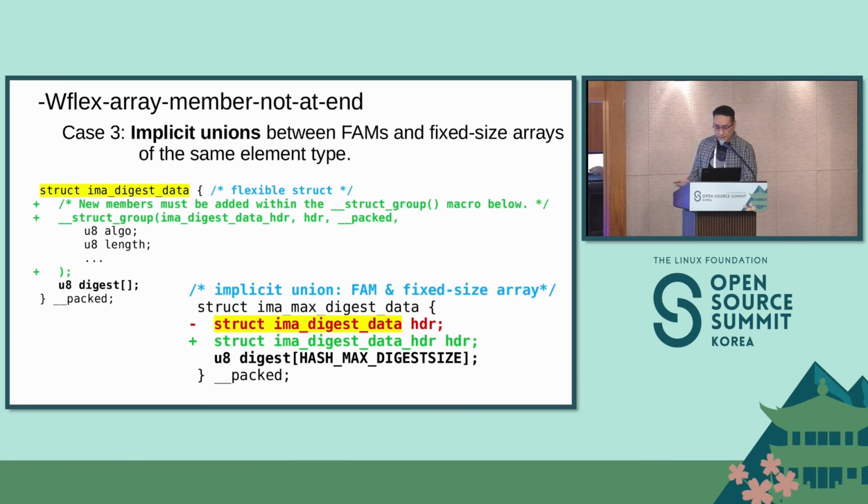So what we have here is a composite structure. This is an instance of a flexible structure that contains a flexible array member, and we have a fixed size array of the same element type as the flexible array member. So there is an implicit union here, right? The solution is to enclose the header part of the flexible structure with the help of struct group. We need to include the path attribute. And of course, now we replace the type of the flexible structure with the type of the struct group, right?